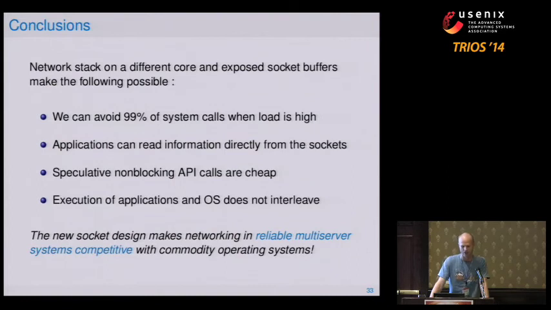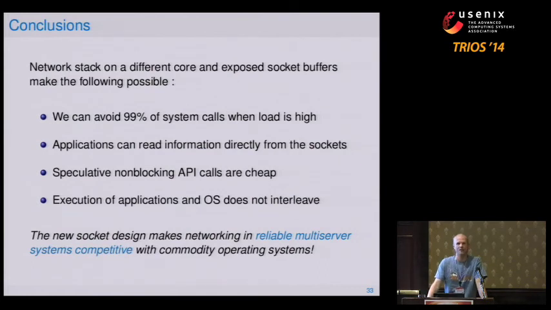So to conclude, running the network stack on a different core and having the exposed socket buffers allow us to avoid more than 99% of system calls when the application experiences high load. Some details on this 99% are in the paper. And we can do that because the application can read information directly from the socket. And the applications typically use non-blocking system calls. The only blocking call in an event-driven application is basically select.